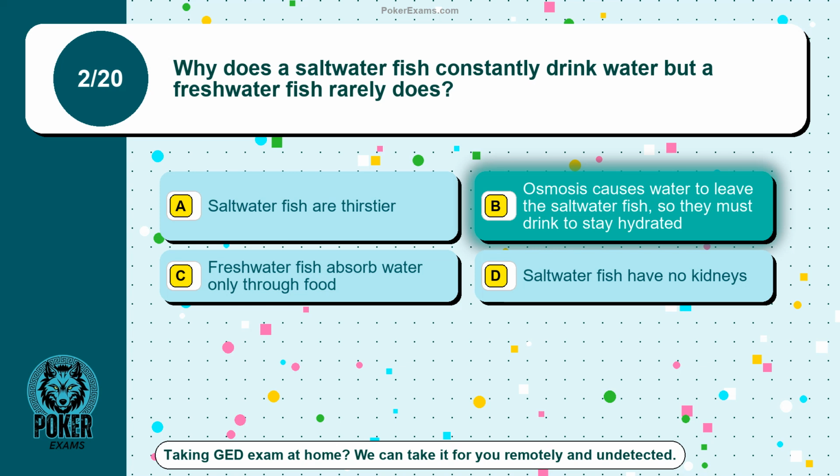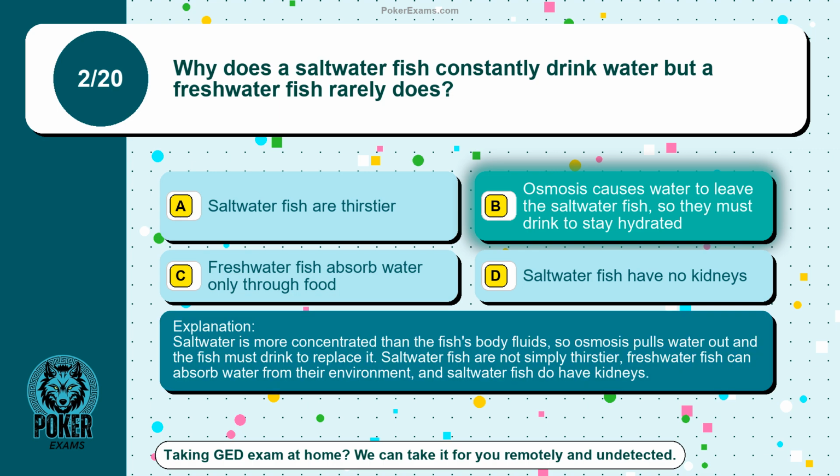The correct answer is option B. Osmosis causes water to leave the saltwater fish, so they must drink to stay hydrated. Salt water is more concentrated than the fish's body fluids, so osmosis pulls water out and the fish must drink to replace it. Saltwater fish are not simply thirstier, freshwater fish can absorb water from their environment, and saltwater fish do have kidneys.